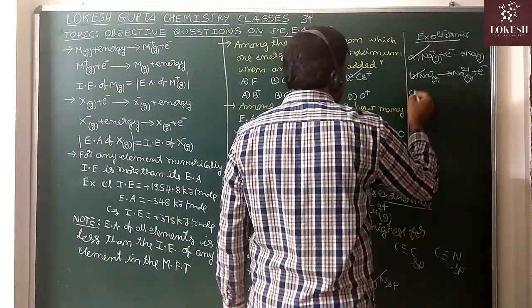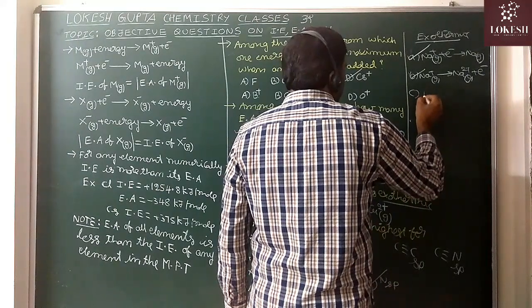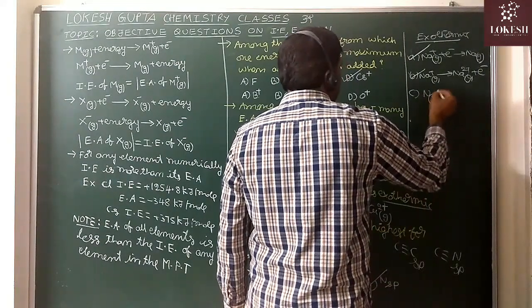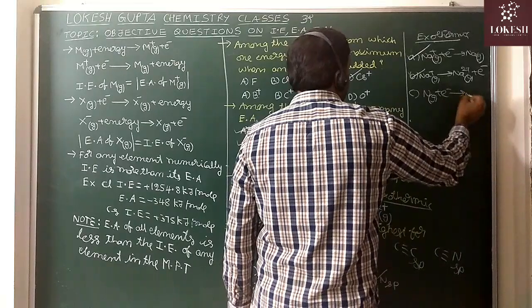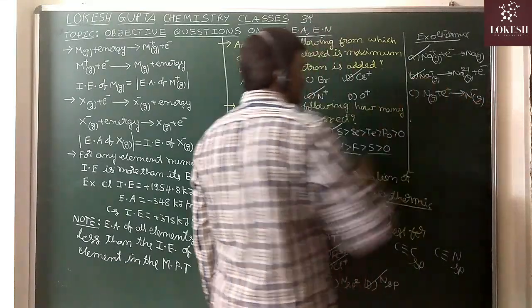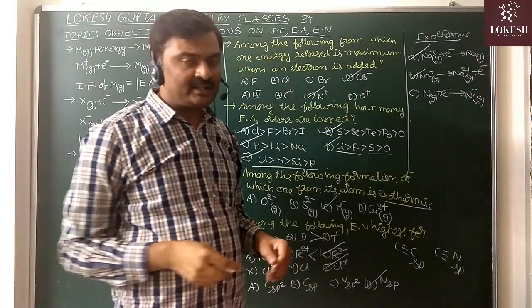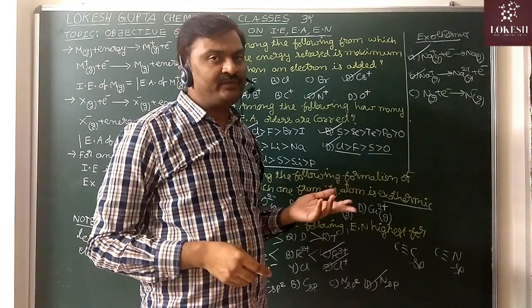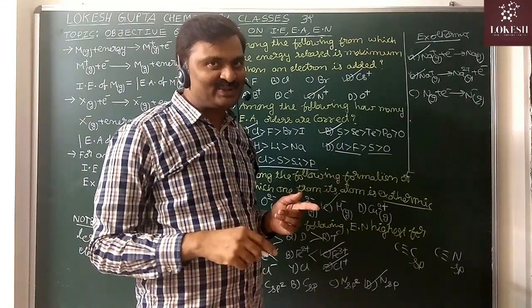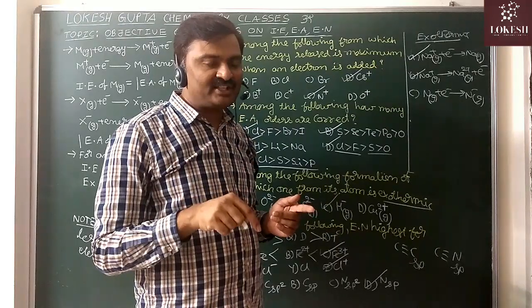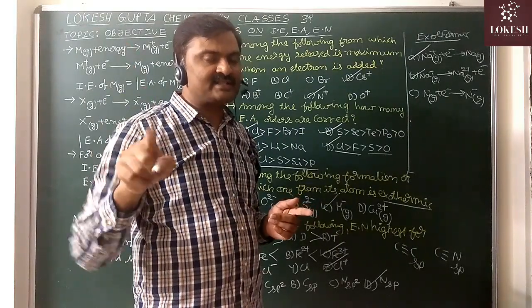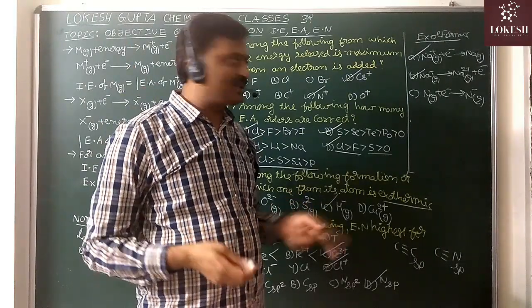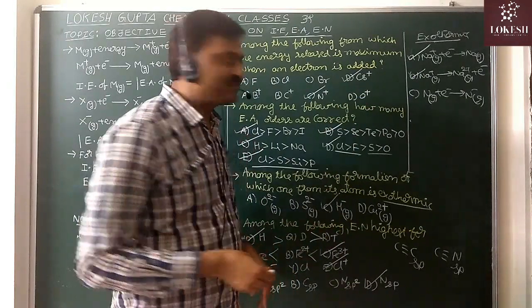Next, nitrogen gas plus electron gives rise to N minus gas. Now, to the nitrogen gas we added an electron, so it is the first electron affinity of nitrogen. It is not exothermic. For beryllium, magnesium, nitrogen, and noble gases, first electron affinity is endothermic. So it is not exothermic.